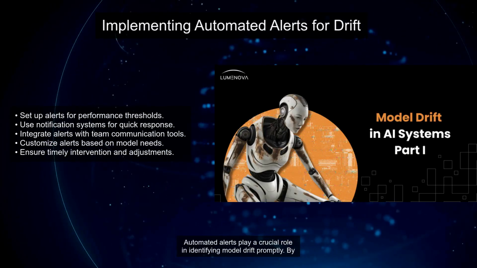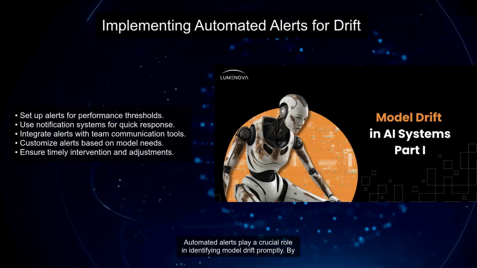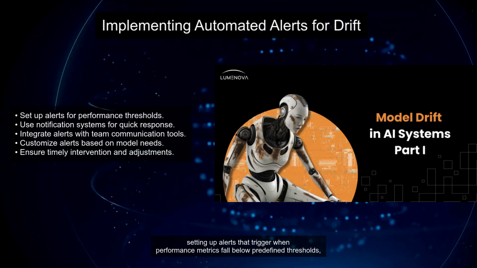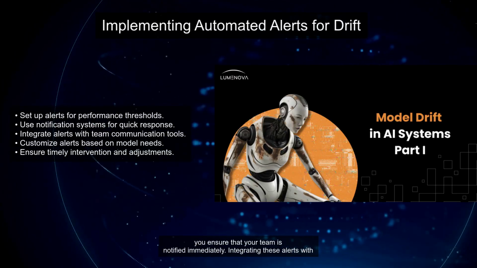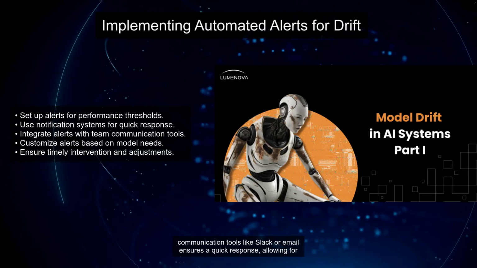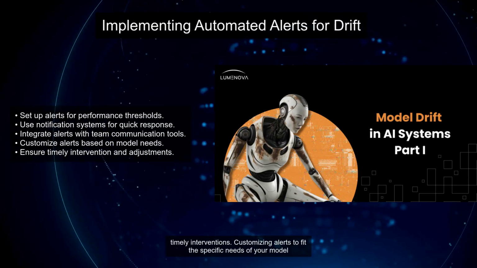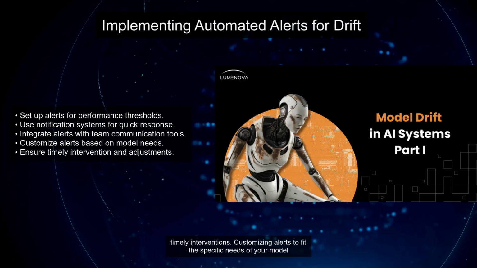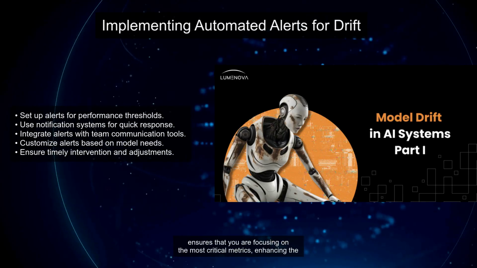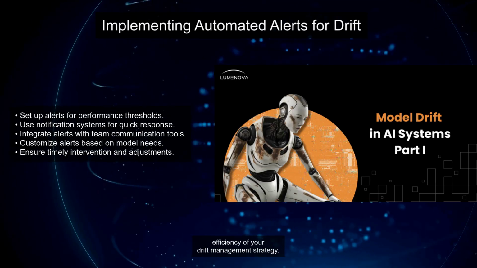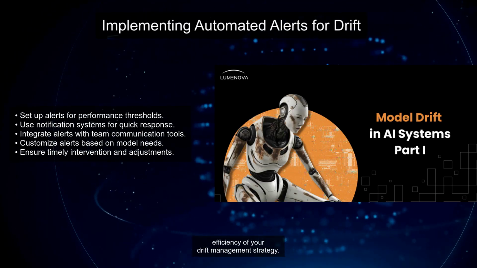Automated alerts play a crucial role in identifying model drift promptly. By setting up alerts that trigger when performance metrics fall below predefined thresholds, you ensure that your team is notified immediately. Integrating these alerts with communication tools like Slack or email ensures a quick response, allowing for timely interventions. Customizing alerts to fit the specific needs of your model ensures that you are focusing on the most critical metrics, enhancing the efficiency of your drift management strategy.